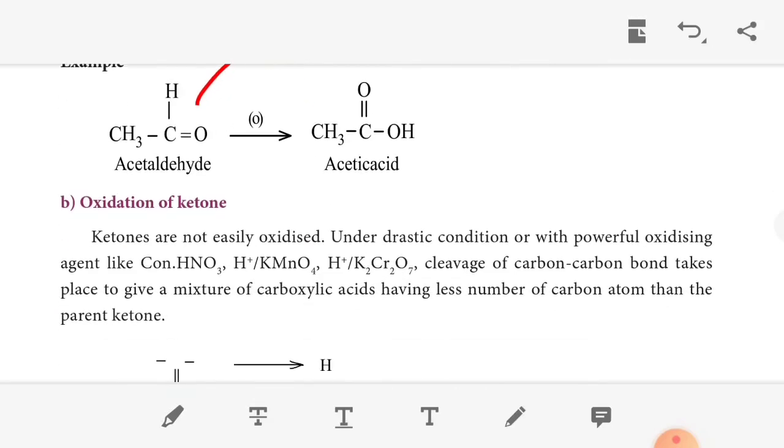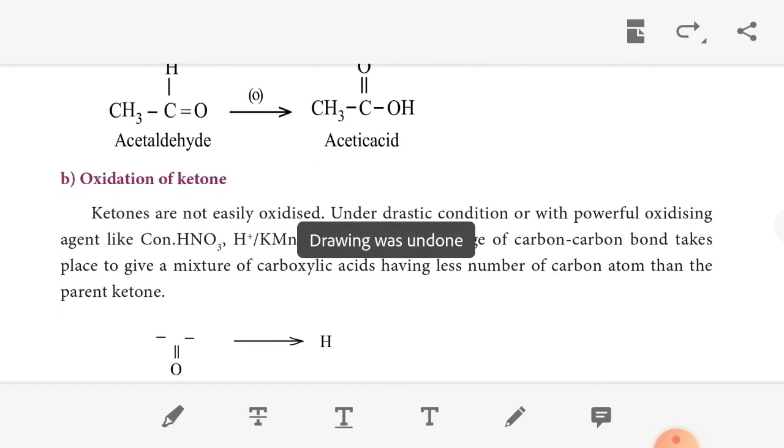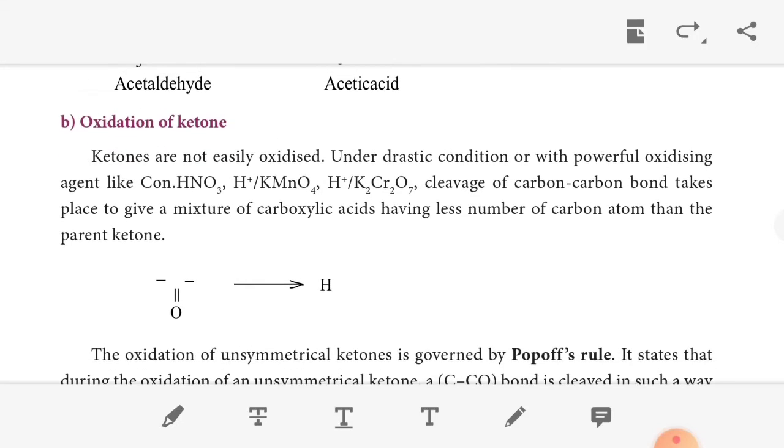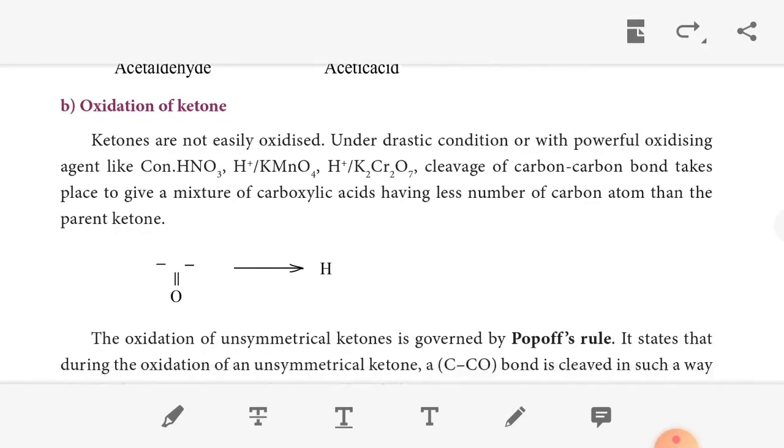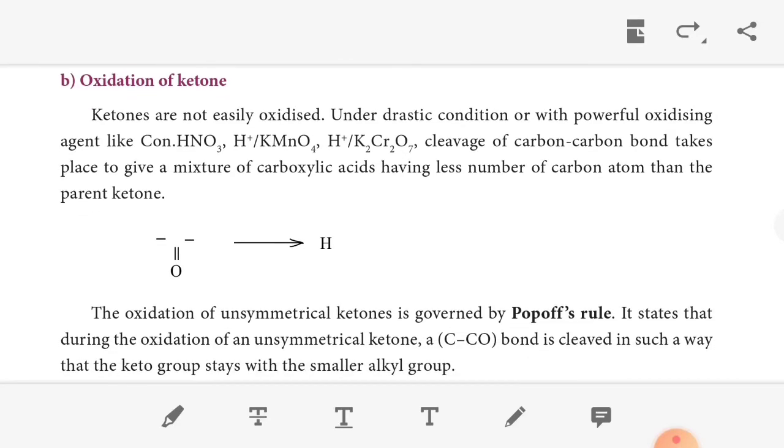Then oxidation of the ketone. We know the secondary alcohol oxidizes to give a ketone. Ketones are not easily oxidized. Under drastic conditions with powerful oxidizing agents like nitric acid, potassium permanganate, potassium dichromate, cleavage of the carbon-carbon bond takes place to give a mixture of carboxylic acids having fewer carbon atoms compared to the alcohol. Secondary alcohol further oxidizes to give the ketone and then the carboxylic acid. Compared to the ketone, the carboxylic acids contain fewer carbon atoms.